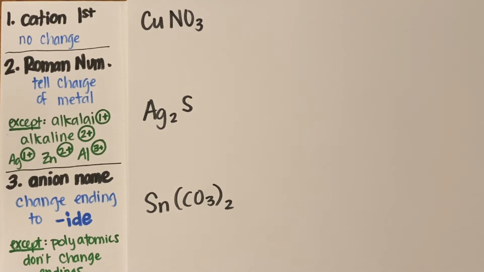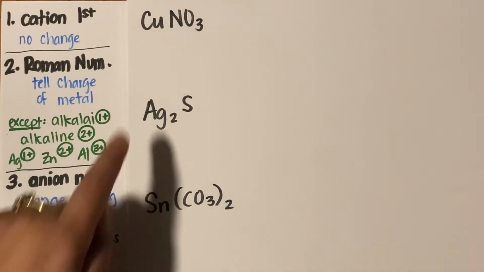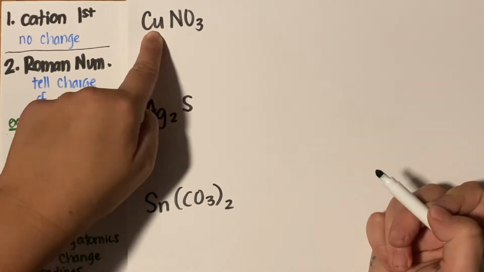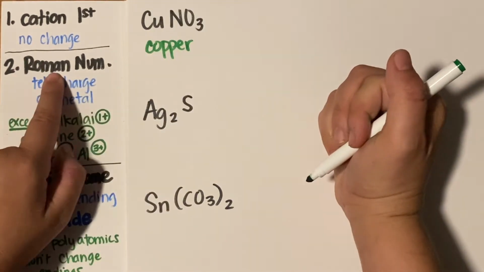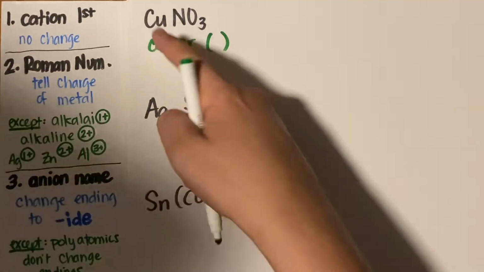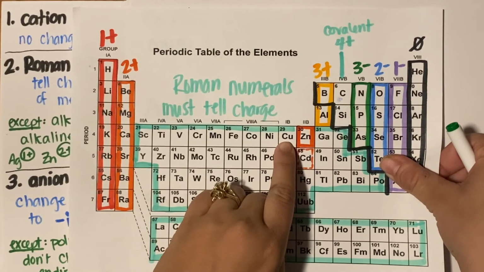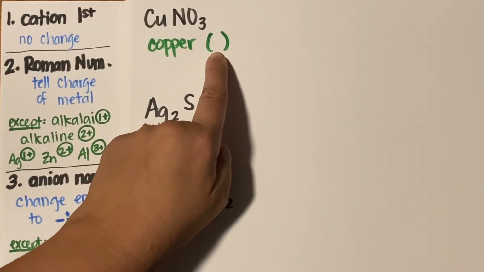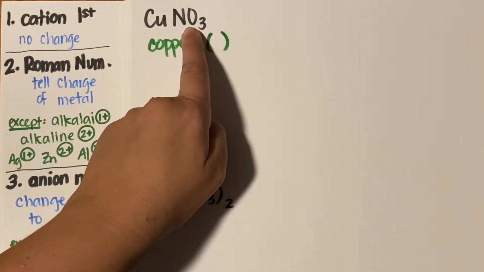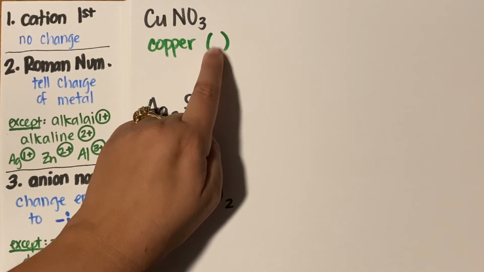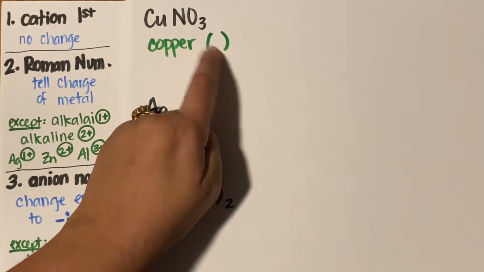All right, so 3 more. Okay, here we go. I name my cation first. So Cu is copper. Then I'm going to have Roman numerals, because copper is in fact a transition metal. It's not one of the ones that I know what their charge is for sure. So I'm going to have to specify what charge that copper is. Then I have, and we'll figure out what that Roman numeral is afterwards. Okay, we'll figure this out in a second.